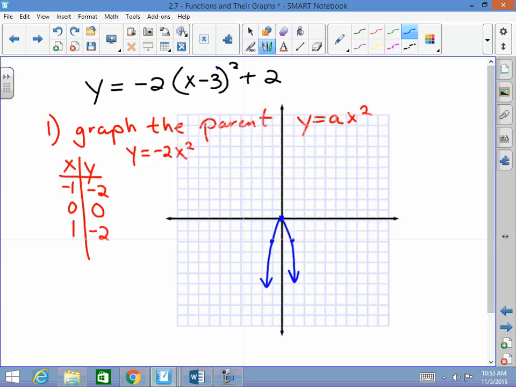But now I've got to throw in this shift here. So how am I going to shift this graph? 3 to the right and up 2. So literally you go 1, 2, 3, up 1, 2. 1, 2, 3, up 1, 2. 1, 2, 3, up 1, 2. And that is the graph of my function.